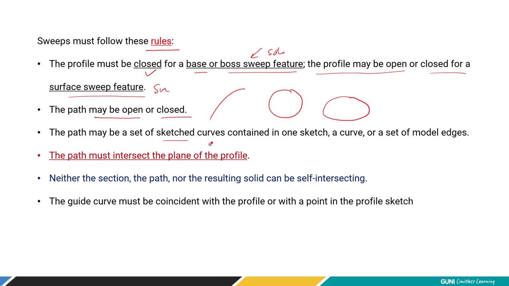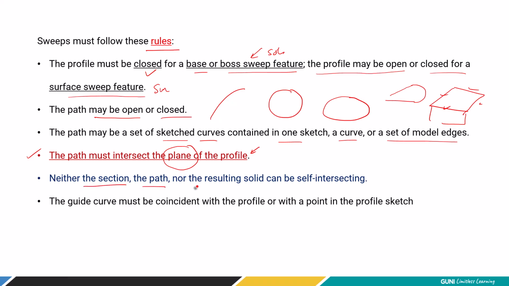Path may be a sketched curve, contain one sketch or curve, or a set of model edges. For example, it can be a line segment, then an arc, or there can be some more lines. So in a single sketch there can be multiple sketch segments, or you can choose the edge of an existing model. So this model edge can also work as a path. Now there is a requirement: the path must intersect the plane of the profile. This is very important. If it is not satisfied, you are not able to create the sweep feature.